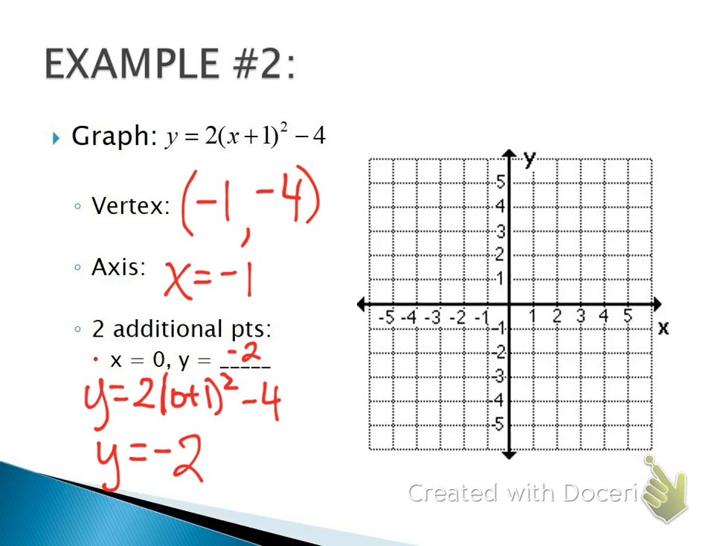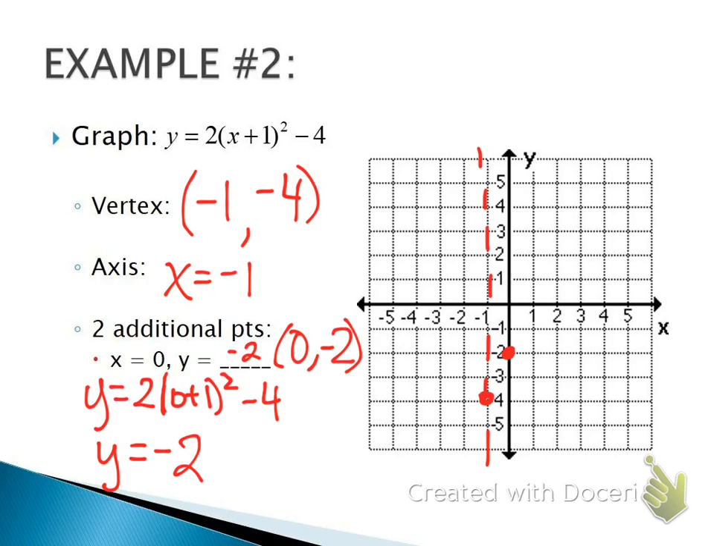On example 2, we need to graph. So let's start with our vertex. -1, -4 means we go left 1, down 4. Put a point. All right, let's sketch in the axis of symmetry. It's going to be a vertical line going through our vertex. And then over here we found one additional point, 0, -2. So we can plot that.